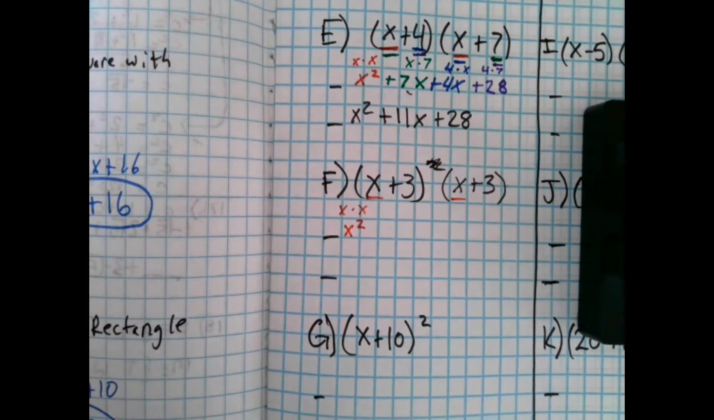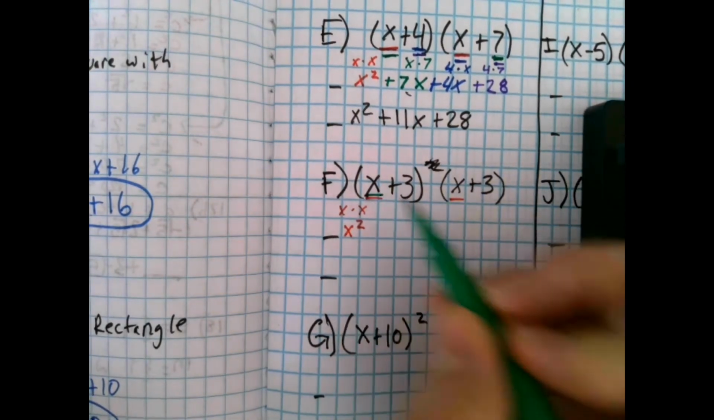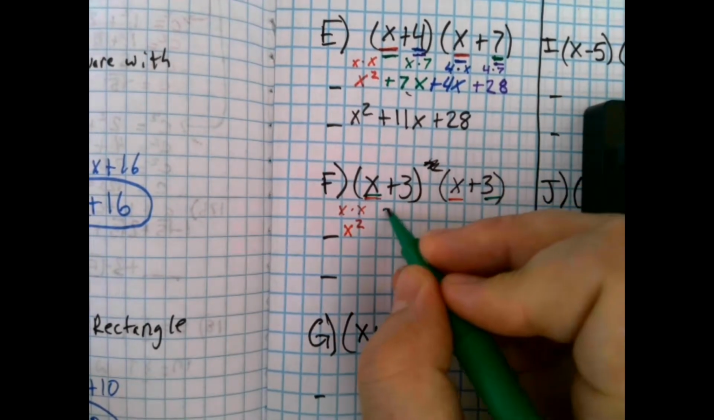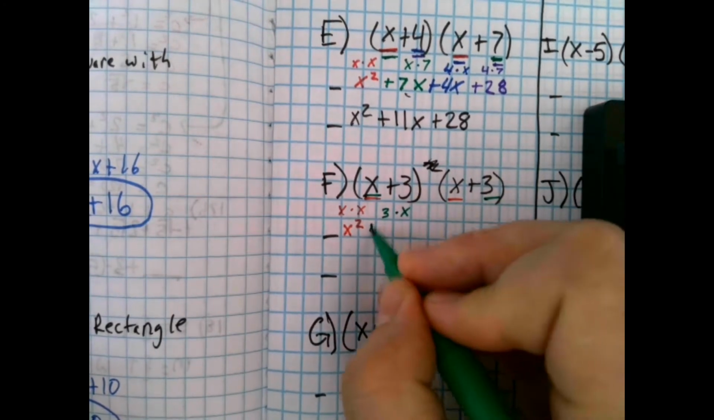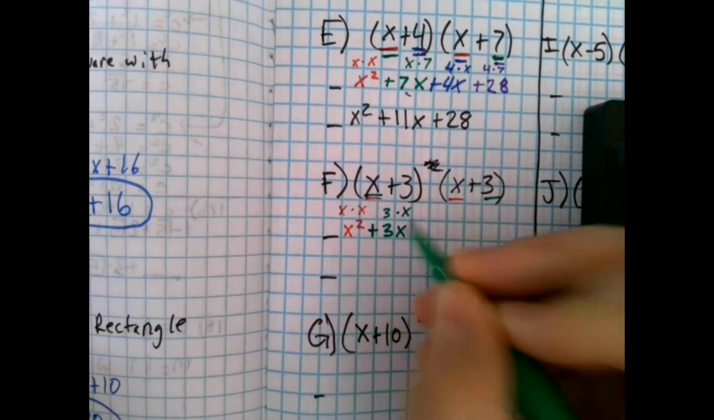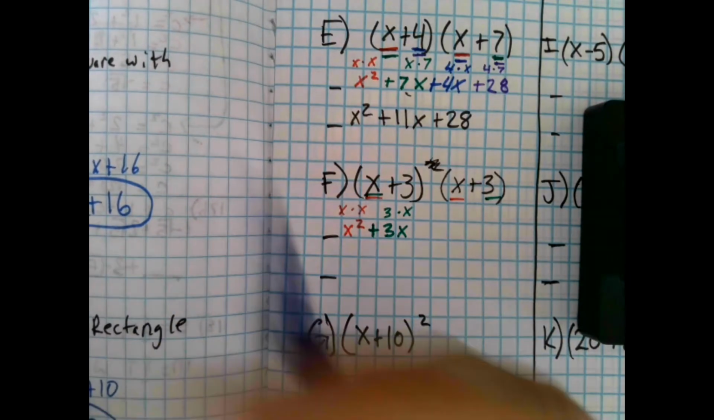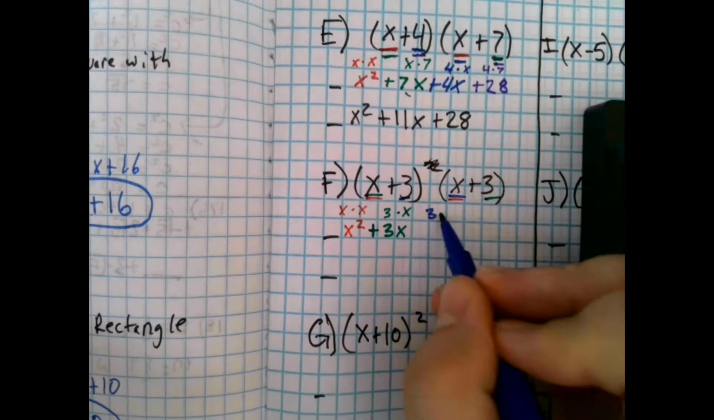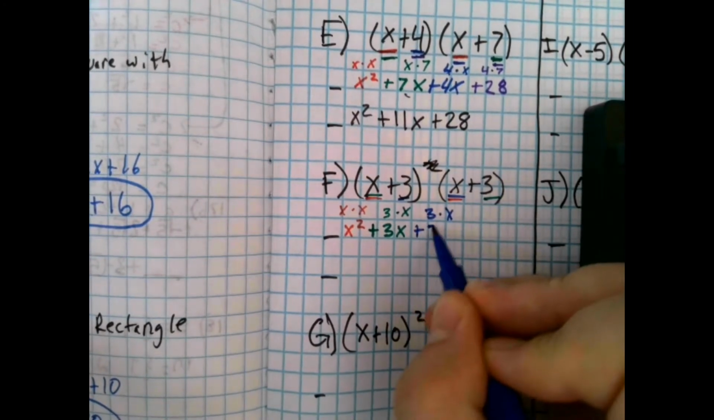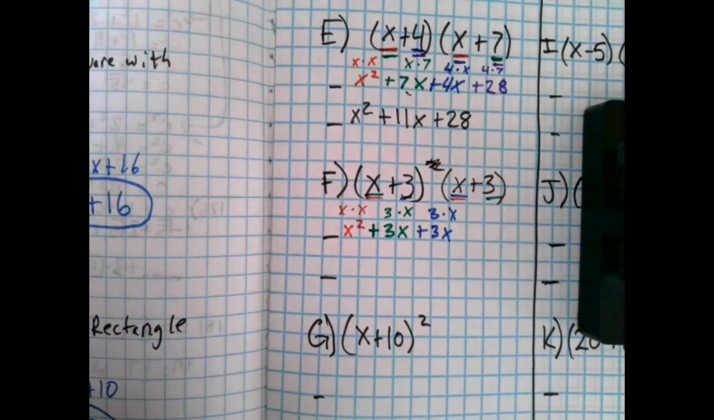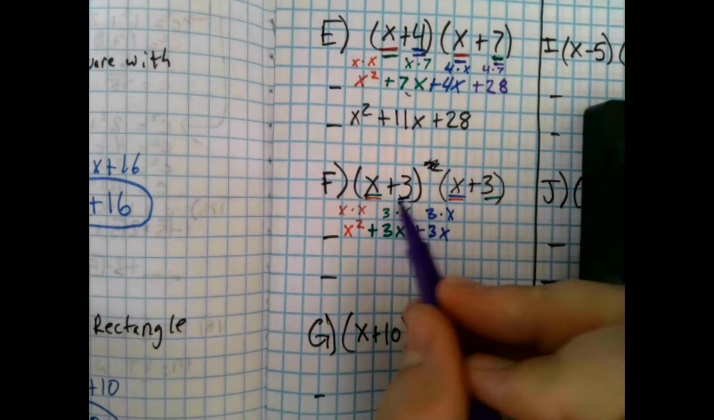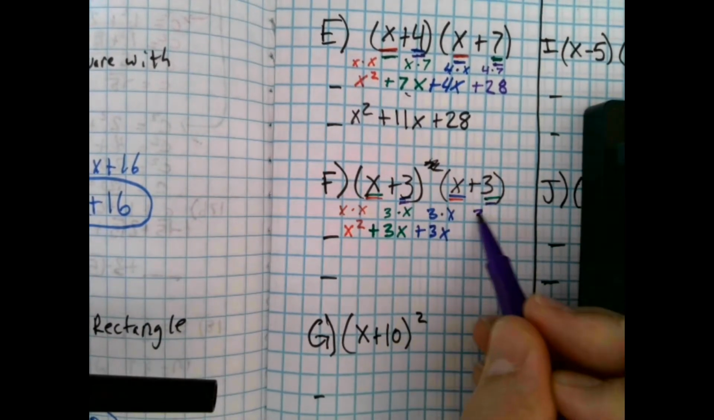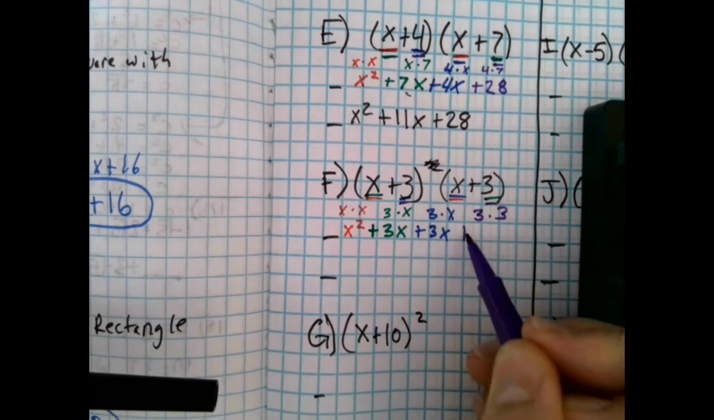Our outside is going to be x and 3, so we're going to have 3 times x, which is plus 3x. Our inside is going to be 3 and x, so we're going to have 3 times x, which is plus 3x. And our last is going to be 3 and 3, so we're going to have 3 times 3, which is plus 9.